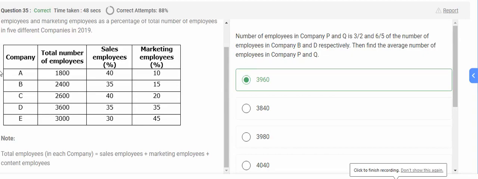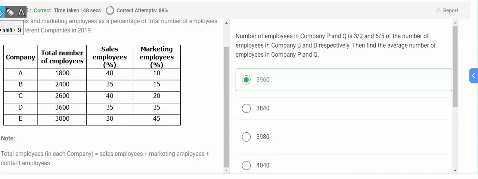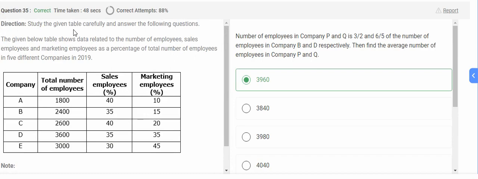Okay, so let's solve this DI set. It consists of 5 questions. So let's read out the data first, and we'll then move to the questions. The question says, study the given table carefully and answer the following questions.